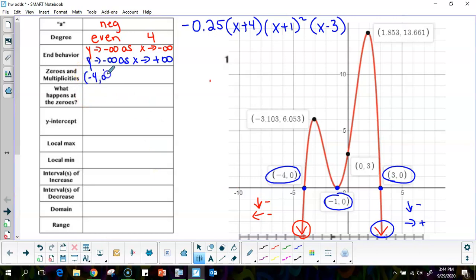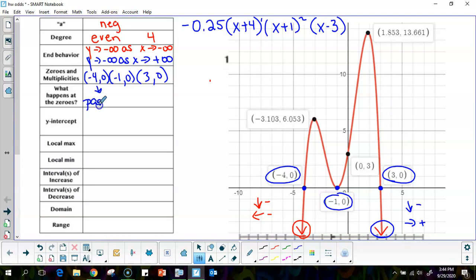Negative 4, 0, and you can just put negative 4. Negative 1, 0. And 3, 0. What happens at those zeros? Well, I can look here and say it passes there. That's passing through, okay? Or I can look at the fact that this is a 1 exponent and know that if it's a 1, that is a pass.